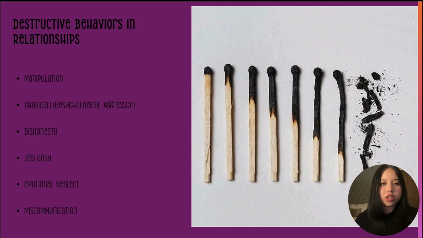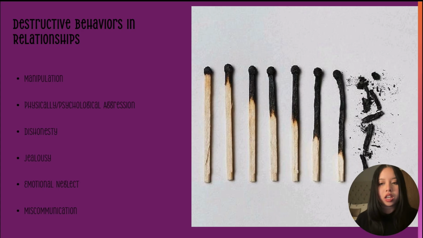Starting off with destructive behaviors in relationships, these destructive behaviors can be such as manipulation, which involves influencing or controlling another person's actions into doing what they want. Also, physically and psychological aggression, it can be very harmful in the relationship. Dishonesty, it would be very hard to maintain a relationship with dishonesty.